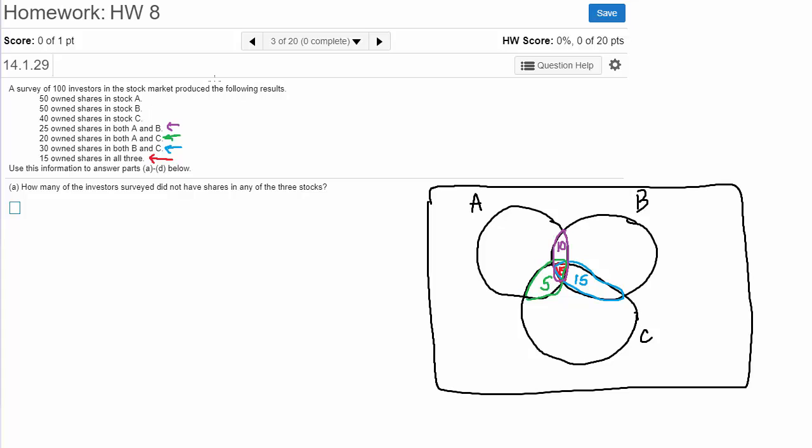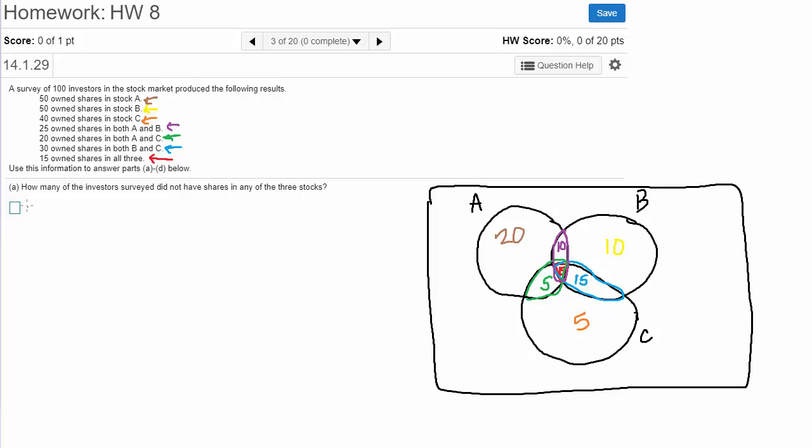And now 40 own shares in stock C. So we already have 15 plus 15 is 30, plus 5 is 35 people already own C, which means that there must be 5 people that own only stock C. If you add up all those numbers inside C, you get 40. Then we're going to do stock B the same way. 50 own stock B, so we have 10 plus 15 is 25 plus 15 is 40, which means that there must be 10 that own only stock B. And then our last piece of information is stock A. There's 50 people that own stock A, so we have 10 plus 15 is 25 plus 5 is 30, which means there's 20 people that own stock A only.